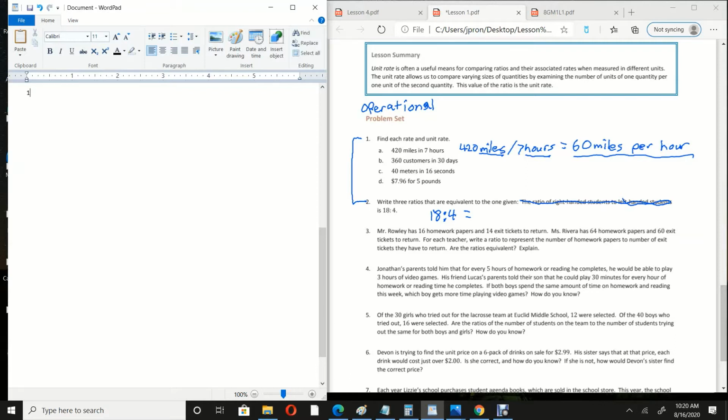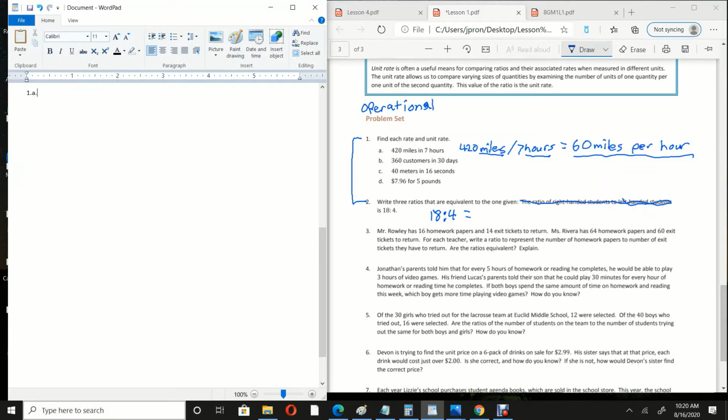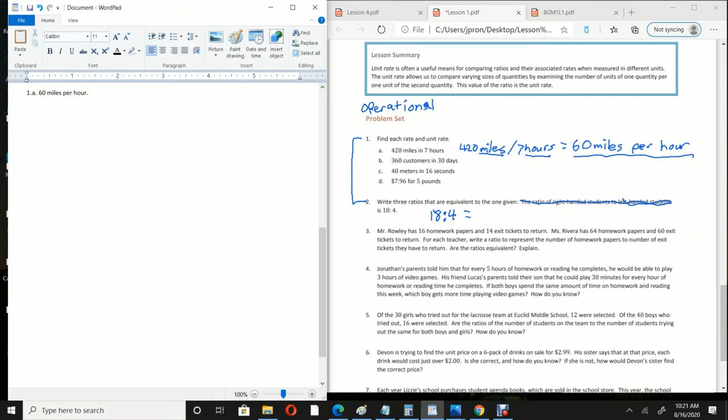So when you get that blank essay page, we're going to answer this first question. This is going to be from problem 1. And we're going to put 1.A, since it is multiple, since we're responding to question A here. So I'm going to write 60 miles per hour. And that's going to be a 3-point answer for me right there, right?